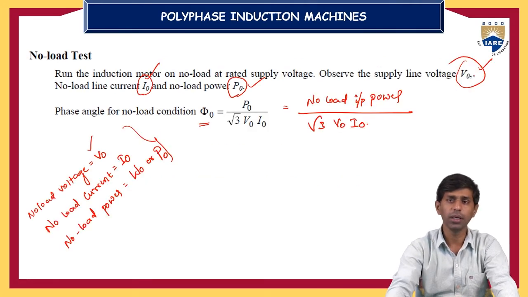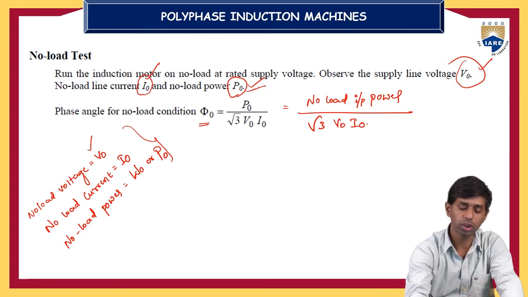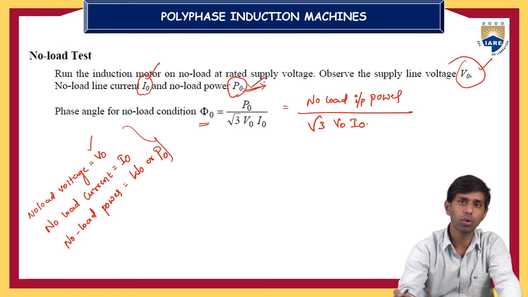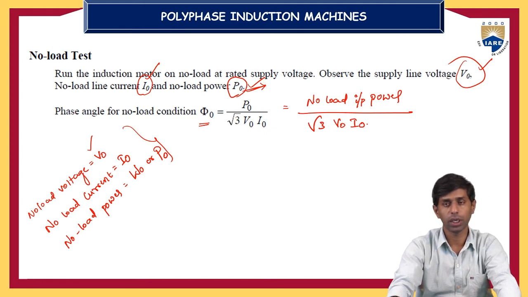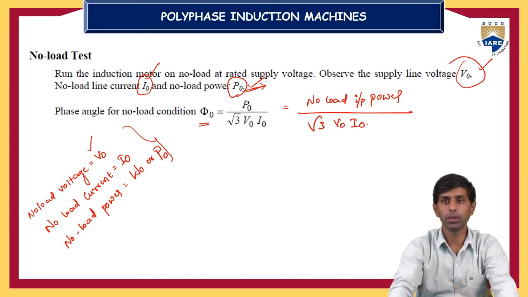Similarly, in the no load test also, P naught is not only the no load losses, it also has some copper losses included in the induction machine, but they are very negligible because the copper losses depend upon the current input to the induction machine. So the no load current is less, and we neglect the copper losses under no load test.